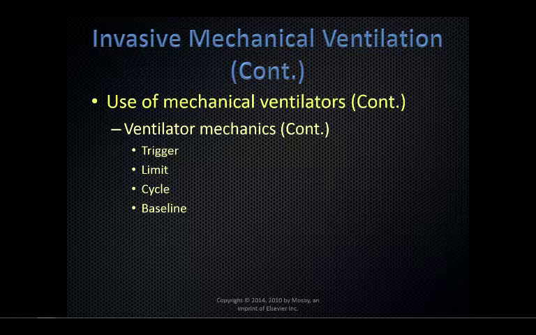The variable that ends inspiration is called the cycle. The classification of positive pressure ventilators is based on this variable. So here are a few examples: volume cycled, pressure cycled, flow cycled, and time cycled ventilators. The variable that is controlled during exhalation is called the baseline.